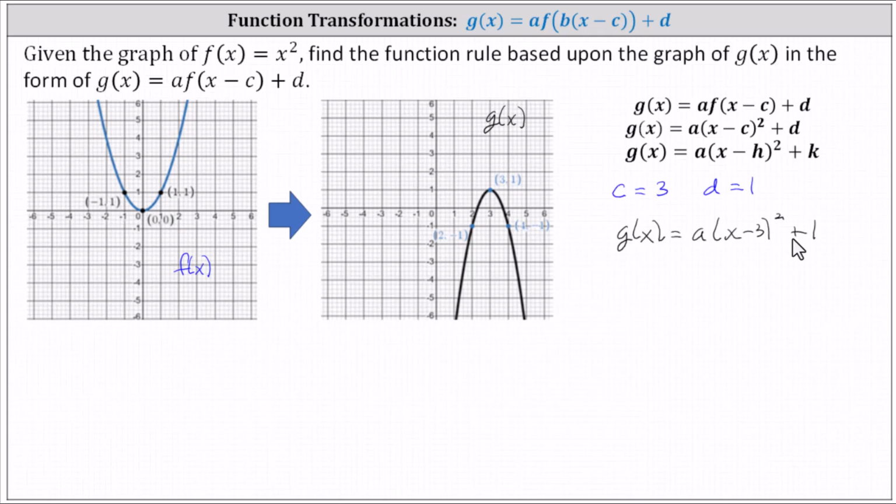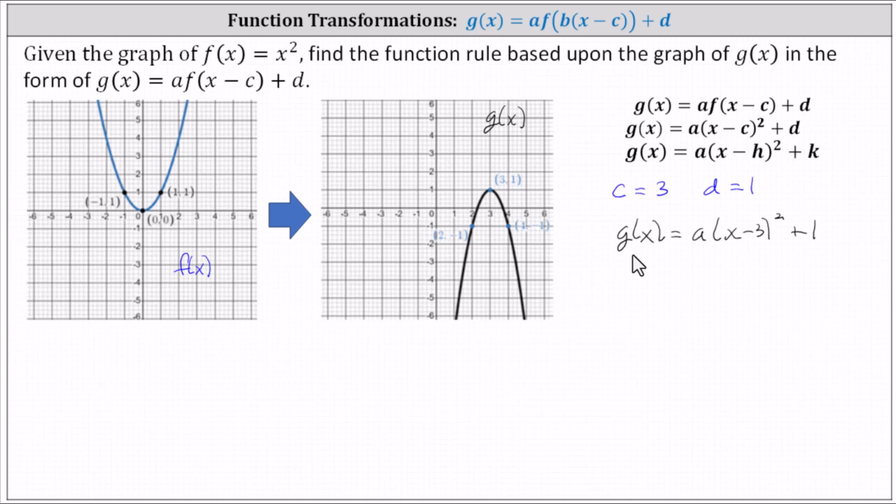And now we'll talk about a couple ways to determine the value of a. We should recognize we have a vertical reflection as well as a vertical stretch, which indicates the absolute value of a is greater than 1 and a is negative because of the vertical reflection. One way to determine the value of a algebraically is to select any point except the vertex on g of x, perform substitution, and solve for a.